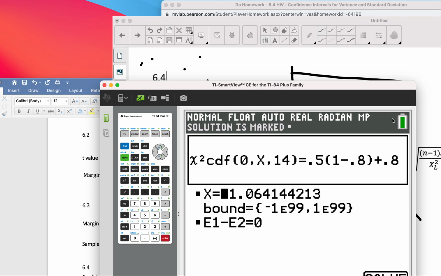Calculator will spin a little bit longer than that. And then a number pops up. This is the right side. This is the chi-squared right side. So 21.064.